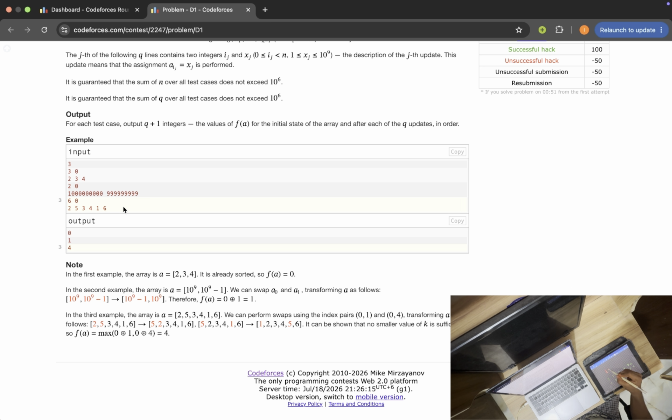So it said i XOR j less than or equal to k. 1, 2, 3, 4, 5, 6, 7. Okay, so if I XOR some adjacent values, what is going to happen? 1 and 1, 0. It will increase to 2, 3.